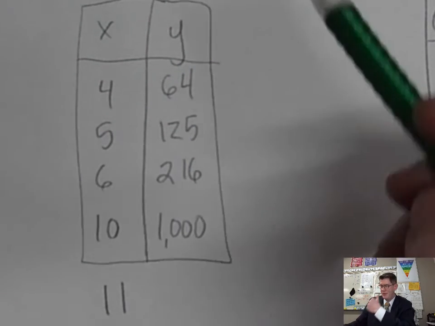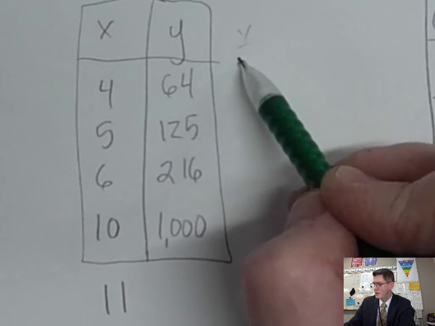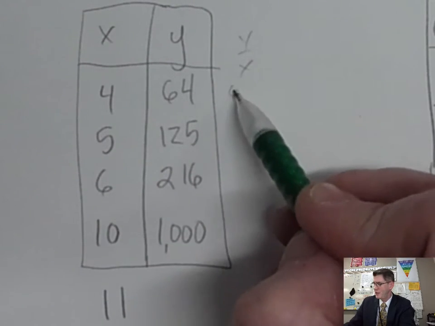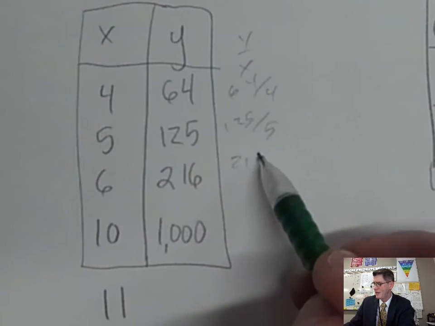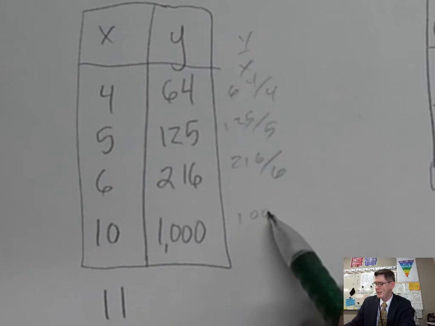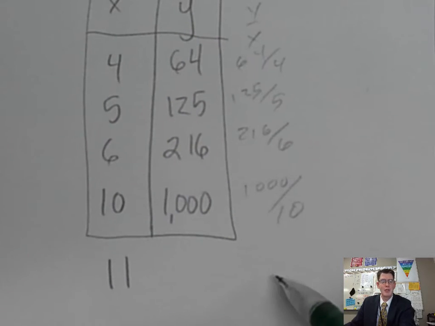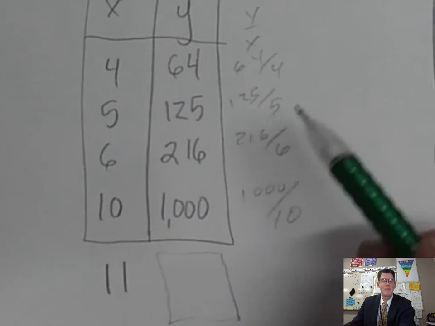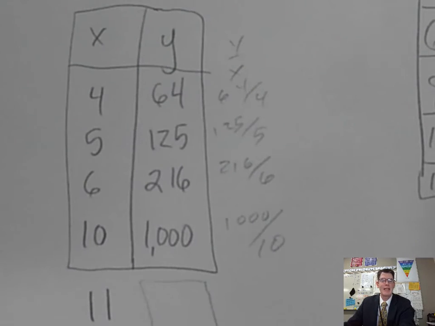On this one, are these proportional relationships? If you divide the y by the x, if you get 64 by 4, 125 by 5, 216 by 6, 1000 by 10, are those going to give me the same numbers? And if so, what would this number be for 11? You can take a minute and pause the video if you want to see if these are the same numbers.